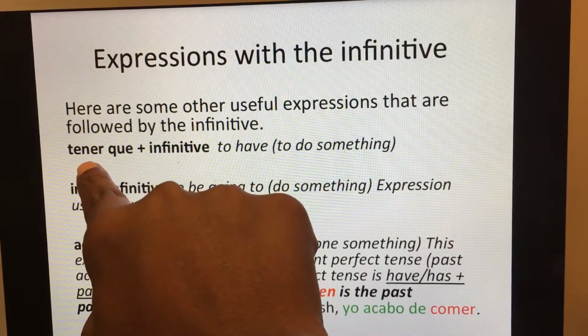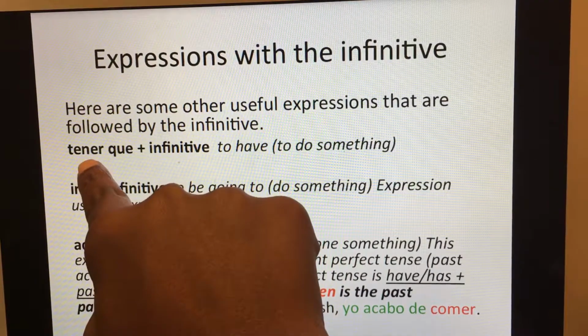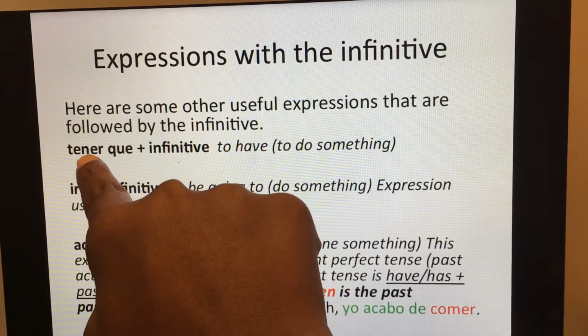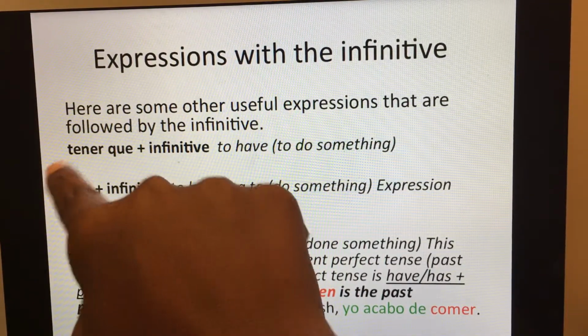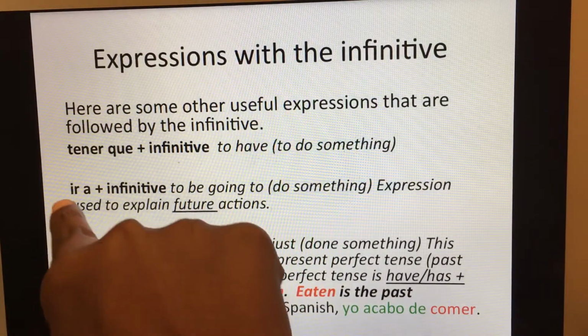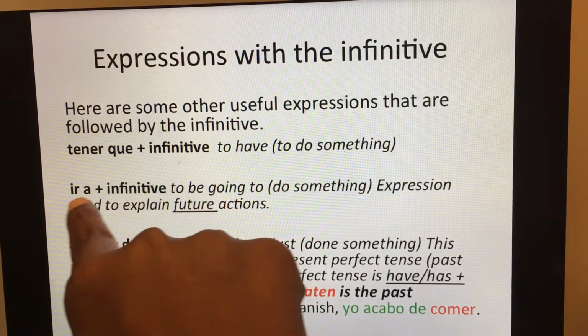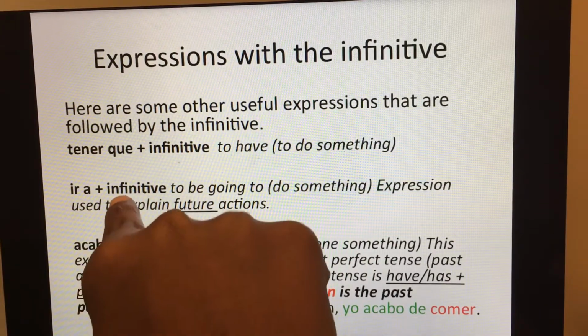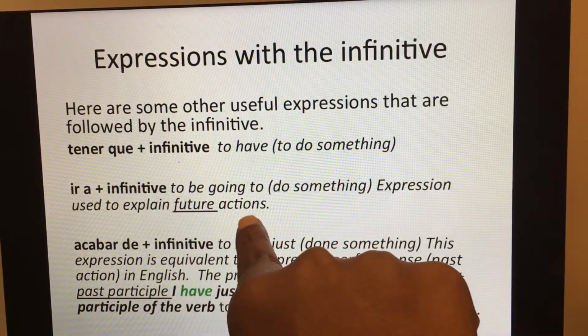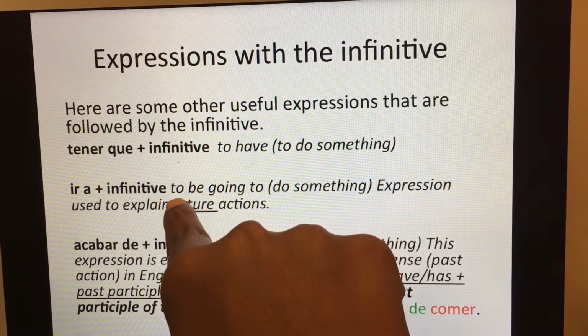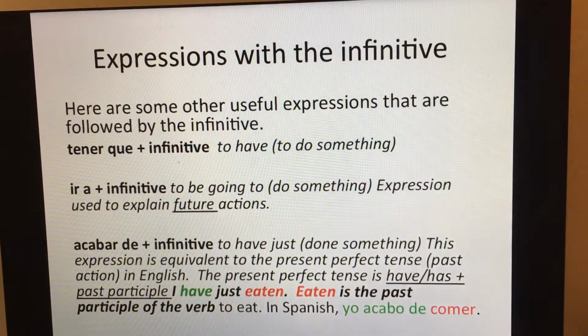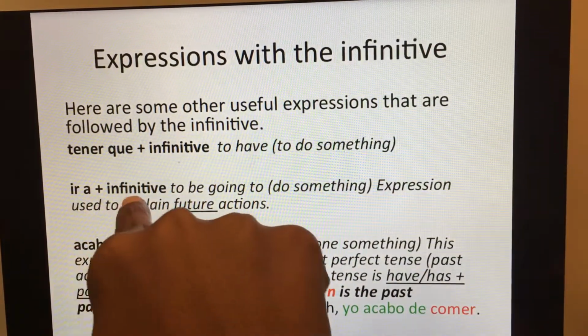So if you go to the previous chart that I showed you on how to conjugate tener, it will give you the correct forms. And again, the form has to agree according to the subject of the sentence. Here's another expression, ir a plus the infinitive. When do you use this? This is a way to indicate future action. So whenever it says here to be going to do something, you're going to eat, you're going to study. This is when you're going to use this expression.